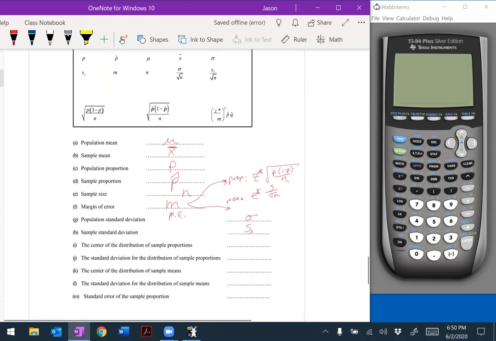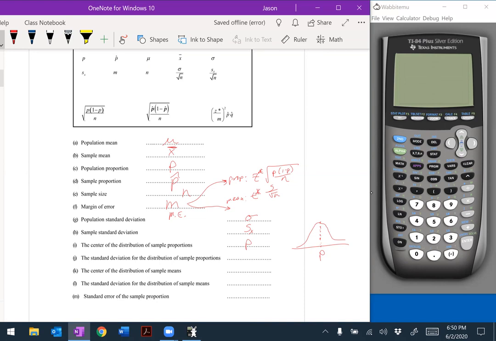What's the center of the distribution of sample proportions? So here I'm going to think, okay, the center of sample proportions. Oh yeah, that's just the population proportion. That's P. Okay, that's P. That's the center of sample proportions.